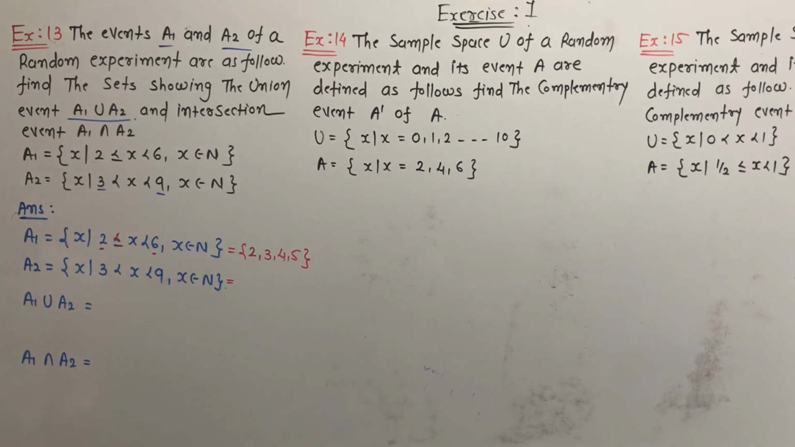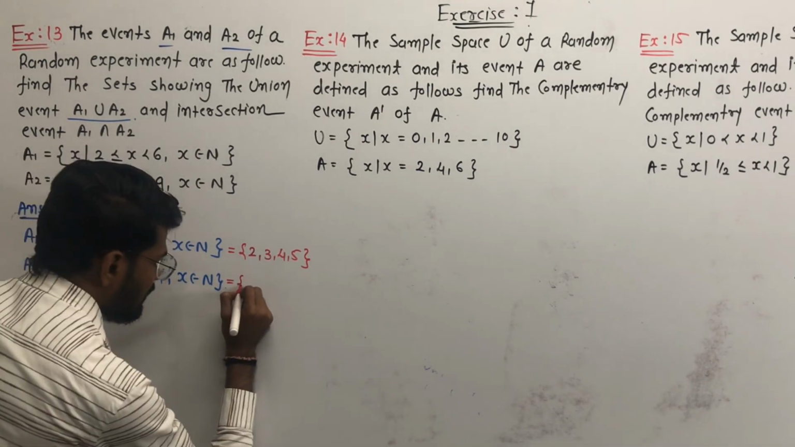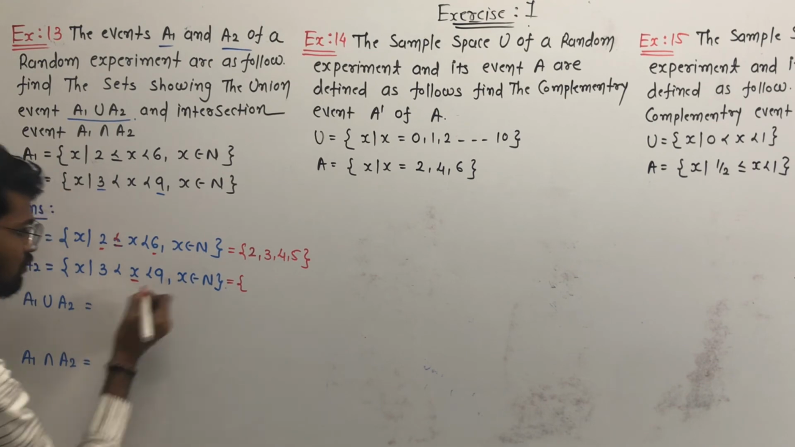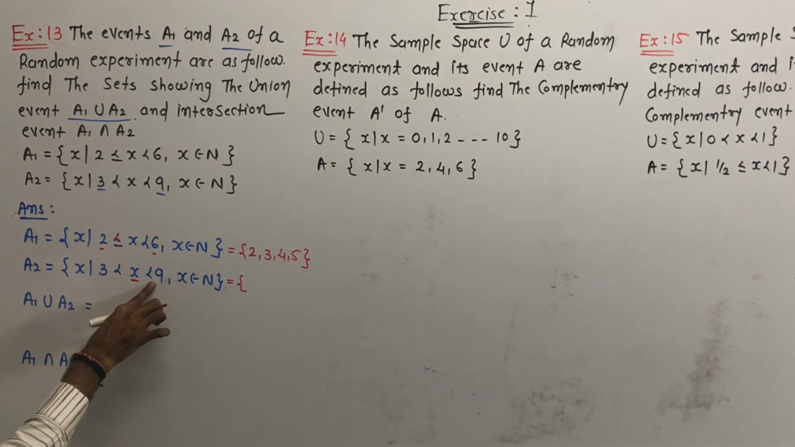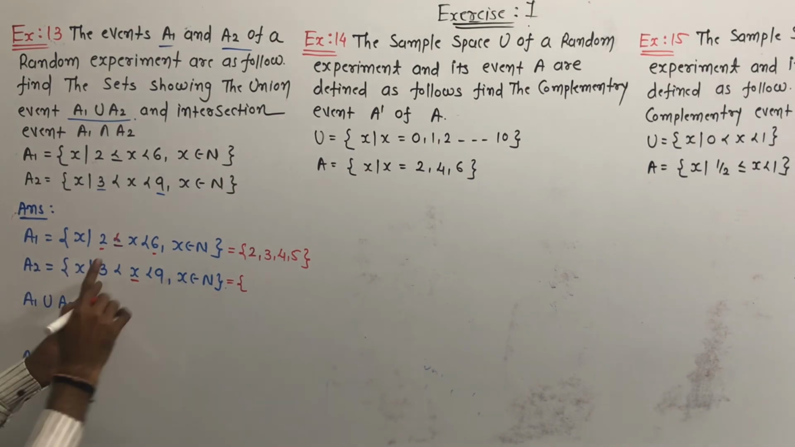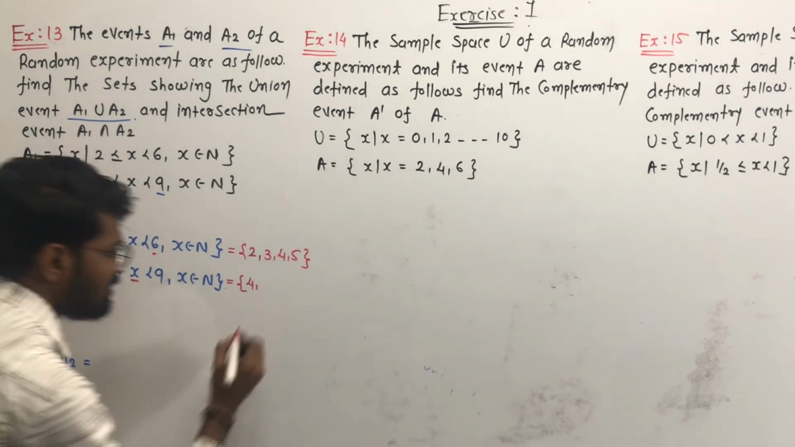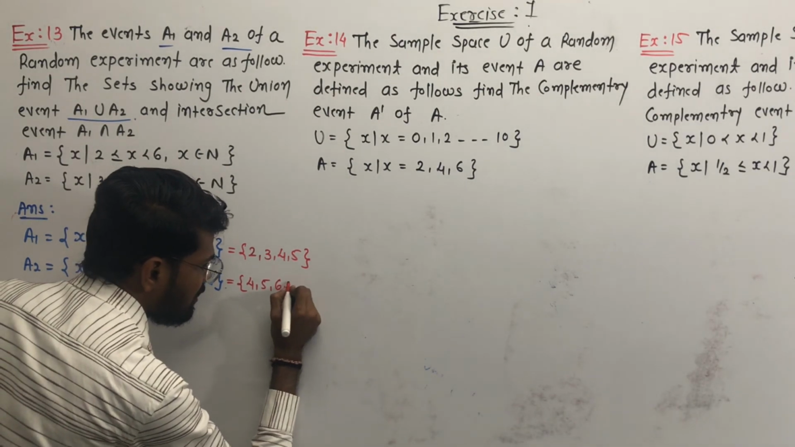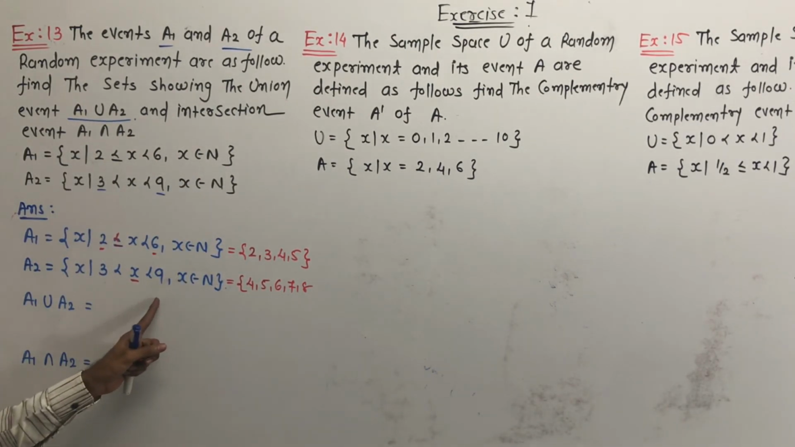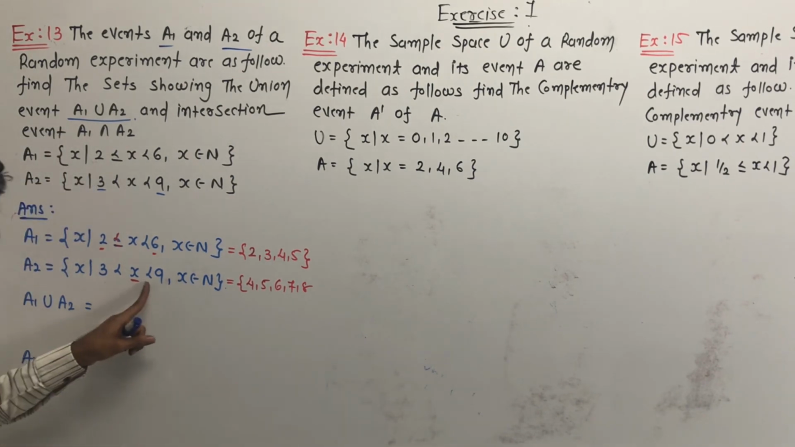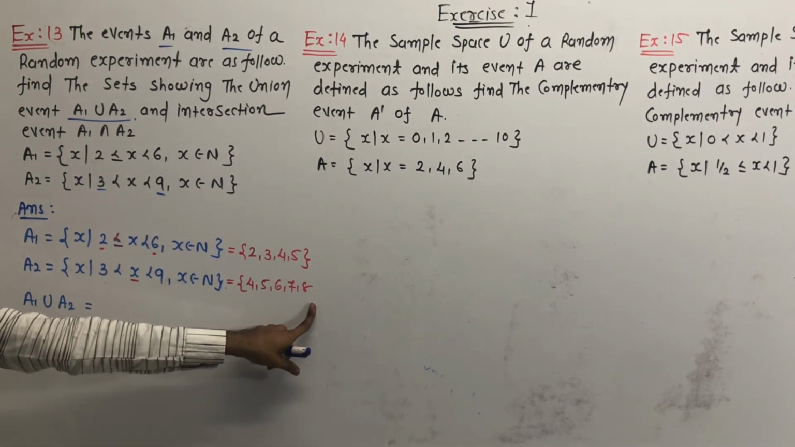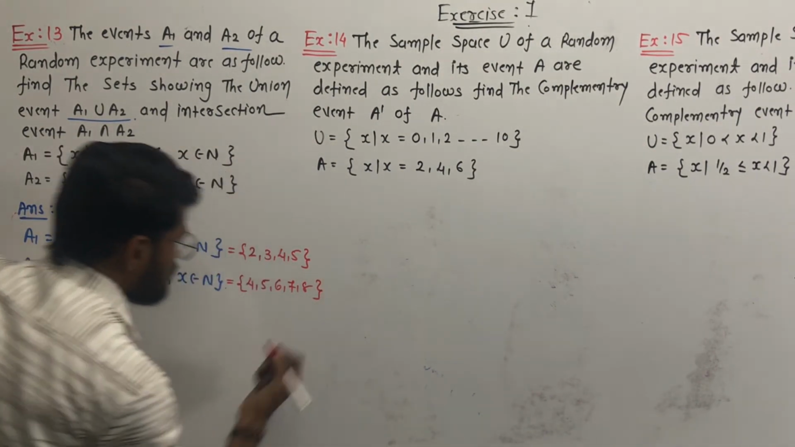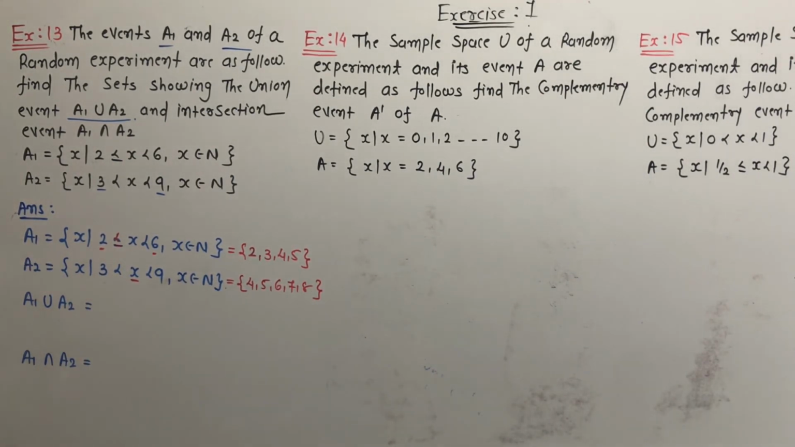Clear? Okay, now the elements of A2. The value of x is in between 3 to 9, but there is only less than, so 3 is not included, and there is also less than, so 9 is not included. So after 3, 4 will be coming, then 5, 6, 7 and 8. 9 is not included. Why? Because there is only less than, not less than or equal to. If equal to, then 9 will be included in this event. Clear? Okay, so these are the elements for the events A1 and A2.